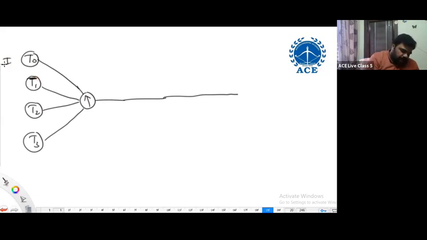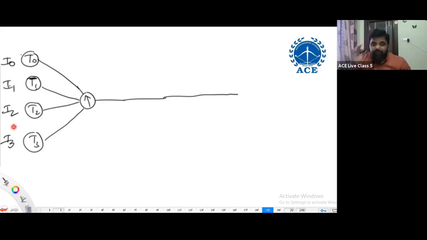Let me say here, I0, I1, I2, I3 are enable signals of the transmitters. If I0 is 1, that means T0 is enabled. Remaining should be disabled, meaning I1, I2, I3 must be zeros. If I1 is 1, T1 is enabled, and the remaining must be zeros. When I2 is 1, T2 is enabled. When I3 is 1, T3 is enabled. Remaining must be disabled. All these are mutually exclusive. Why? At a given instant of time, only one transmitter should be enabled. Then I0, I1, I2, I3 are mutually exclusive.